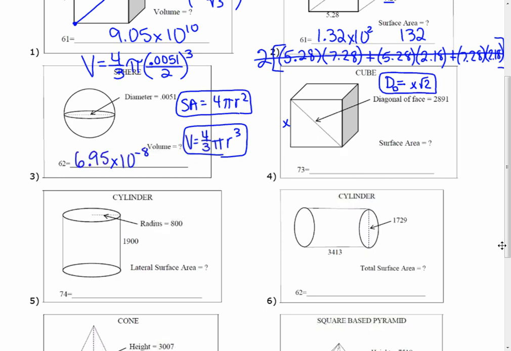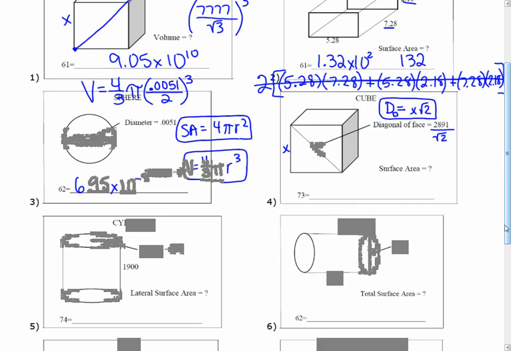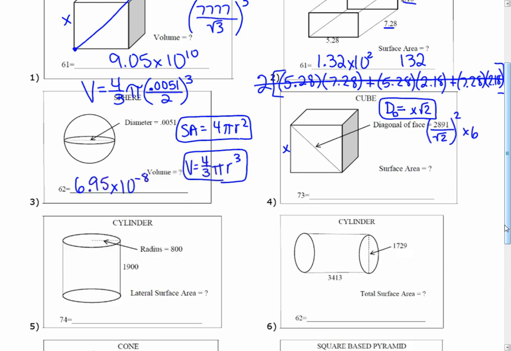Since they do give us the diagonal to start with, we're going to have to take that number and divide it by the square root of 2 to get back to the side. And then our surface area, we set up here at the top, surface area is 6 times the side squared. So we have the side here. We're going to square it, and we're going to multiply then times 6.